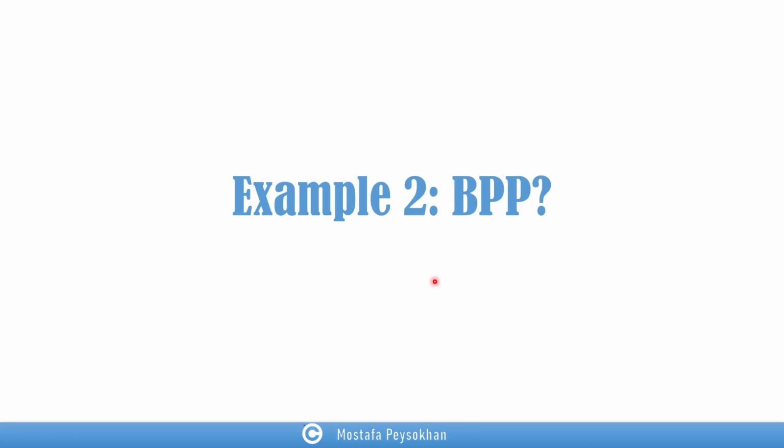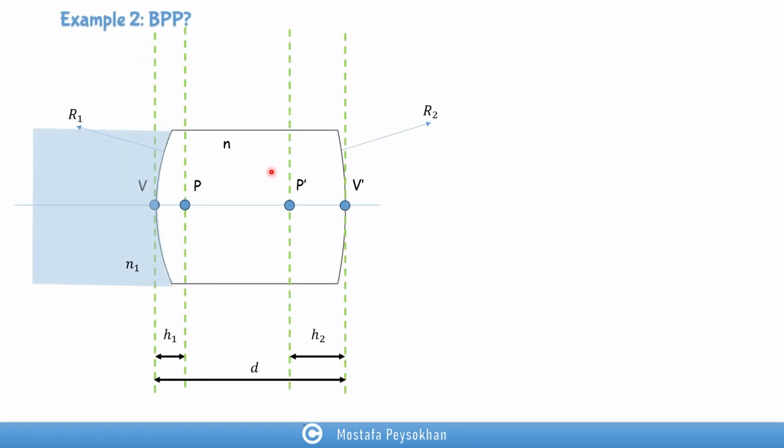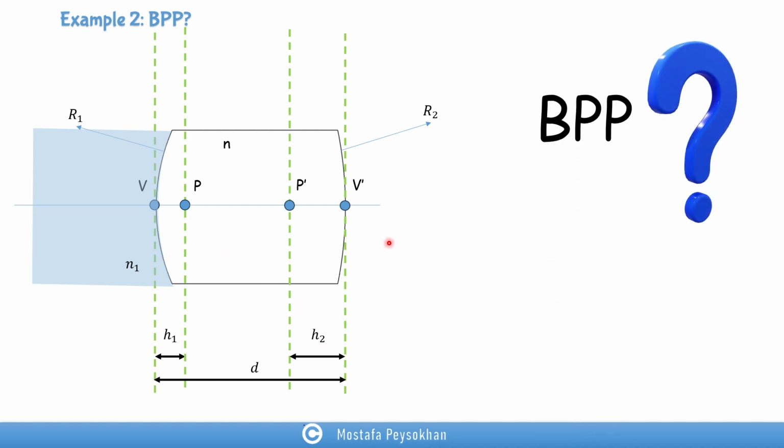So now let's find the back principal plane. As you know, the same material with refractive index n, the back principal plane is this surface, the back side of the lens. So now the question is, what is the back principal plane of the lens?